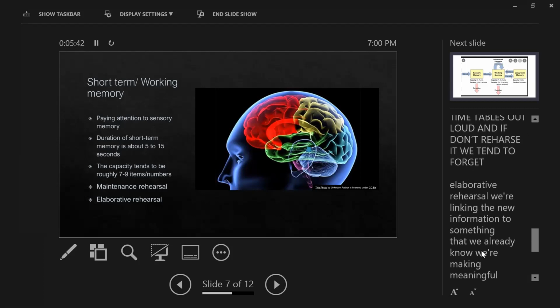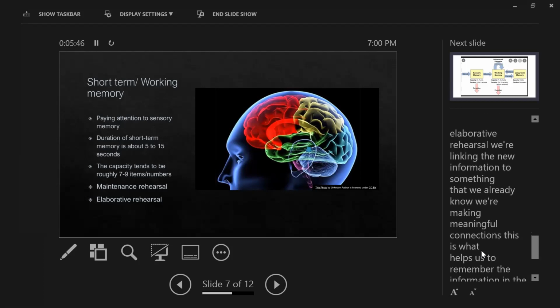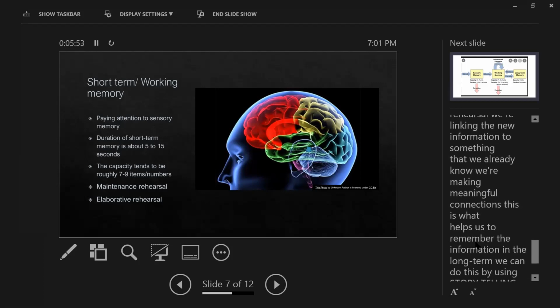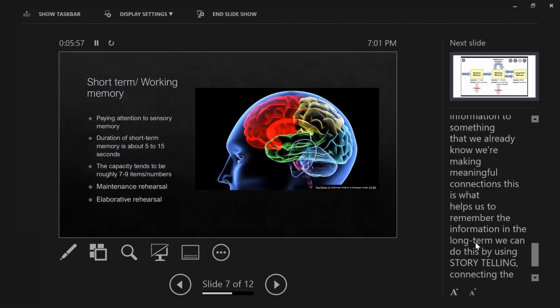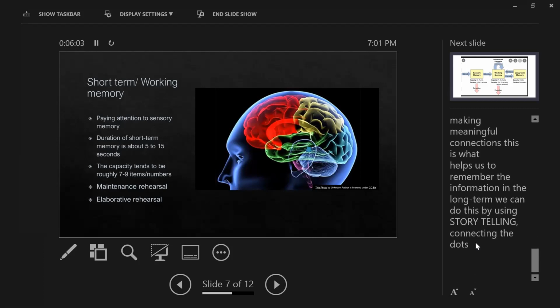Elaborative rehearsal is basically when we make a meaningful connection with the information we already know. What I mean is, if we have some sort of information and we try to connect the dots with information which we already know, it can stay longer in our mind.